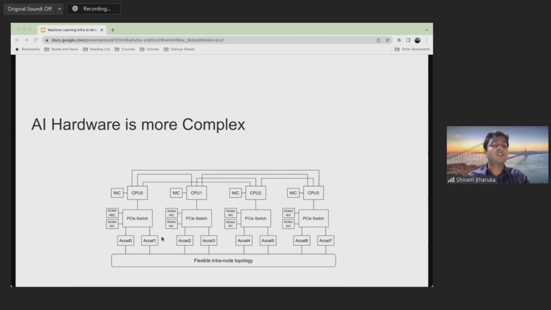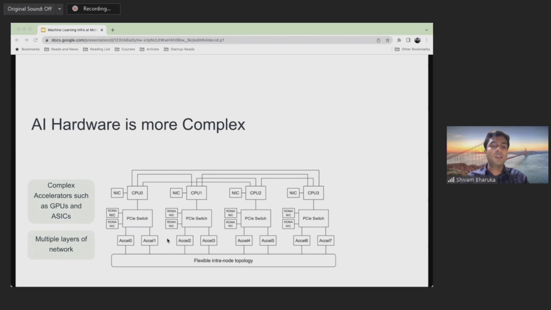AI hardware is more complex than any CPU based architecture. You have complex accelerators such as GPUs and ASICs. These GPUs, which are provided by NVIDIA, or special accelerators, which are created in-house by different companies, like Google has TPUs in their data centers. Similarly, Facebook is working on their inference accelerator and training accelerators. These are present in any AI hardware. These are much more complex compared to any CPU machine.